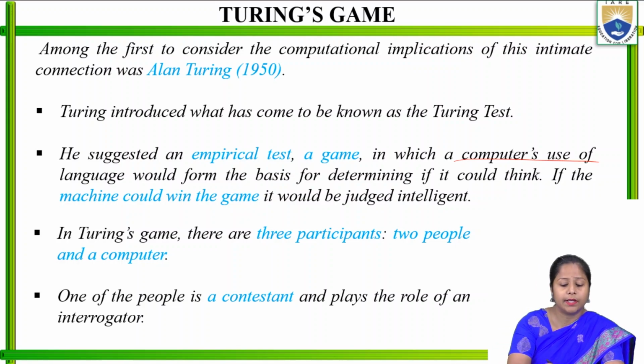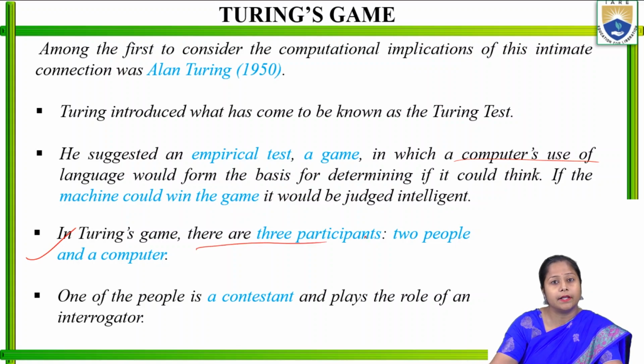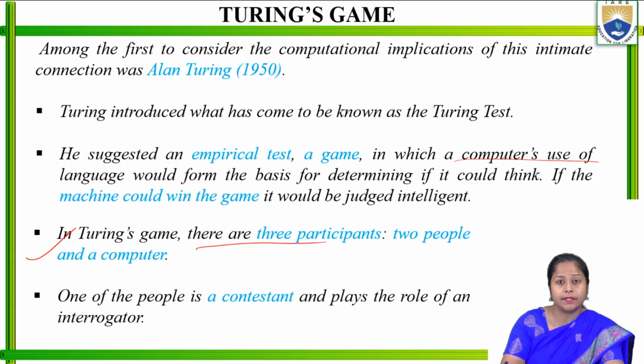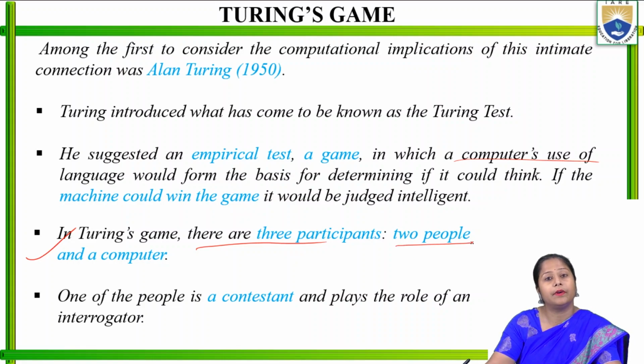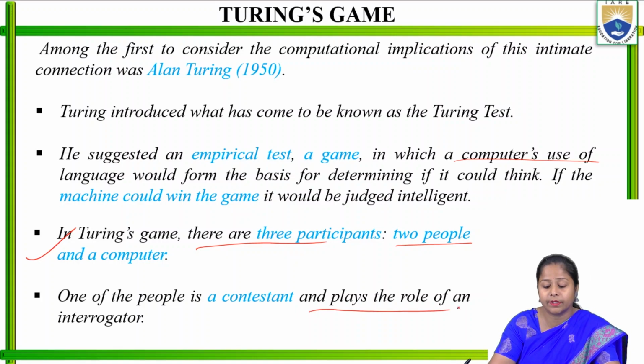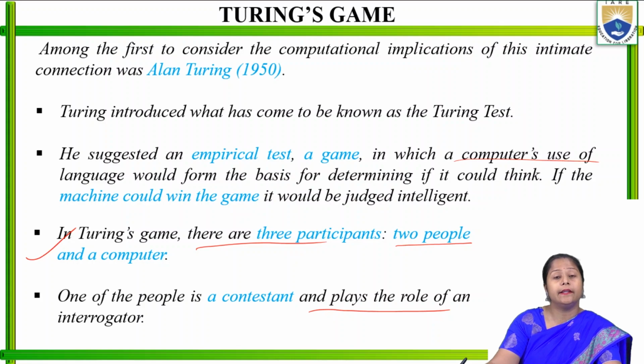Basically, in the Turing game there are 3 participants. That is the overall introduction of this Turing game. There were 2 people and 1 computer. One of the people was the contestant, and he or she was going to play the role of an interrogator.